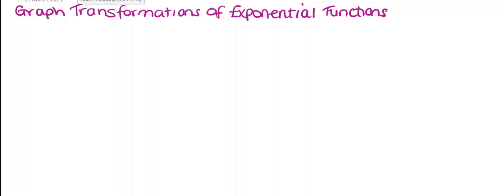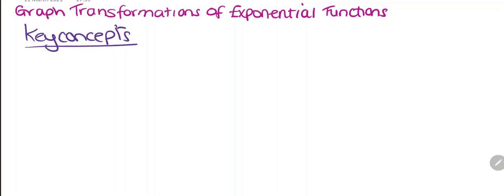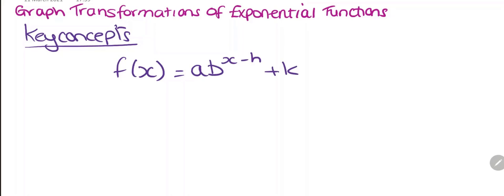So we're going to look at graphing transformations of exponential functions. So the key concepts, this is the important information that we need. If we have our function f of x equals a times b to the power of x minus h, plus k, we're going to look at the effect of the minus h, the plus k, and then we'll have a look at what happens when we have an a value.